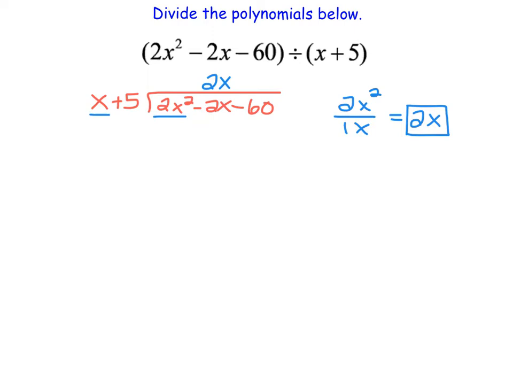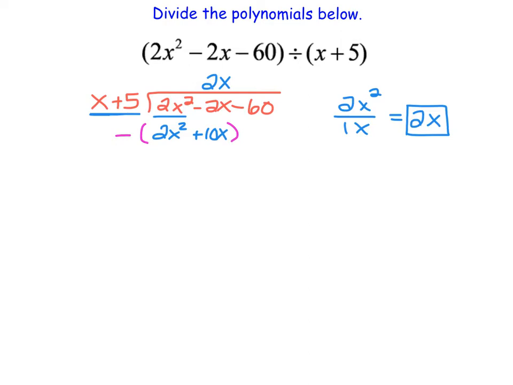And so what we're going to do is take this 2x and multiply it by both x and 5. So x times 2x becomes 2x squared, and 5 times 2x becomes a positive 10x. So now we're going to take the polynomial in red and subtract the polynomial in blue from it.